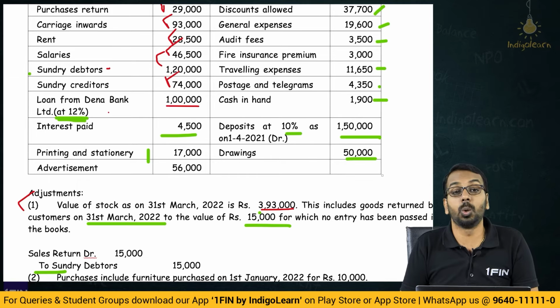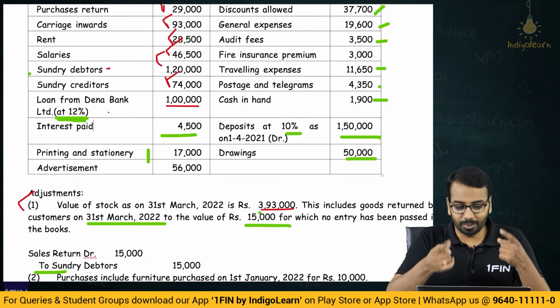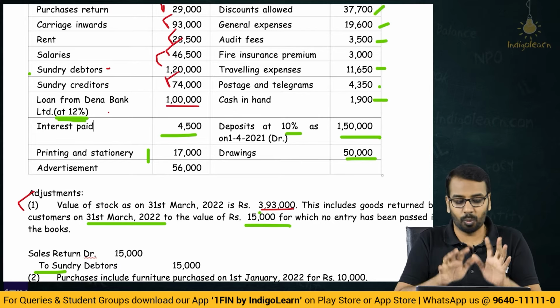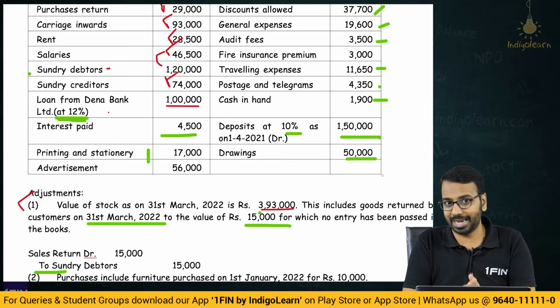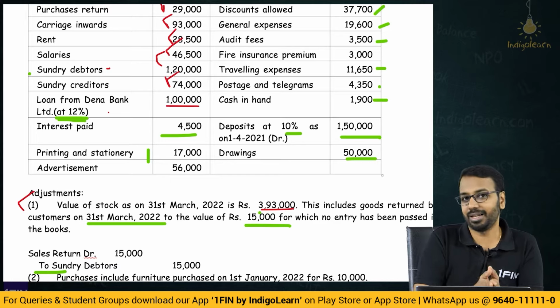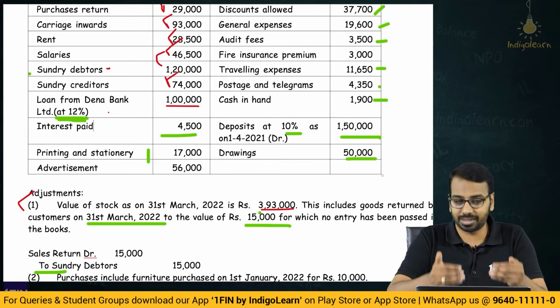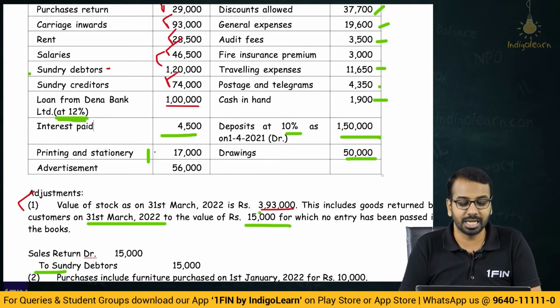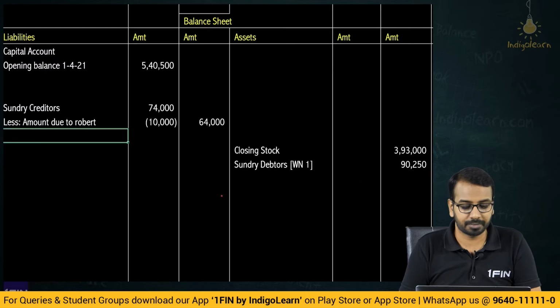Okay, so we are done with that. Now comes loan from Dena Bank. Again, the moment you see this loan, there are multiple impacts. One, it will impact the balance sheet. Second, interest will impact the P&L. Then we have not paid the full interest, that also needs to be provided. So for this, we will create working note number 2.